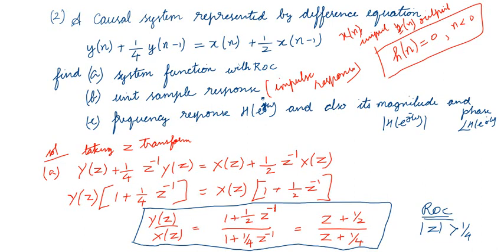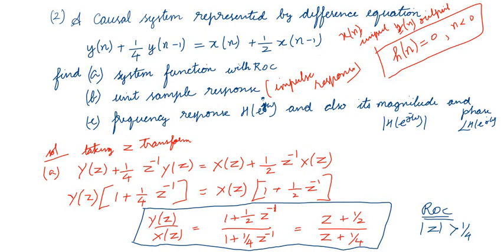For finding the system function, we only have to take the Z transform of this difference equation. So y of n, Z transform is Y of z. 1 by 4 is a constant, y of n minus 1 gives z power minus 1 Y of z. x of n, Z transform is X of z. 1 by 2 is a constant, x of n minus 1 gives z power minus 1 X of z. Take X of z and Y of z commonly outside. So Y of z by X of z is equal to this term. Here the numerator is z power minus 1 and the denominator is z power minus 1, so multiply both numerator and denominator by z. Then I will get z plus 1 by 2 over z plus 1 by 4. So this is the system function.